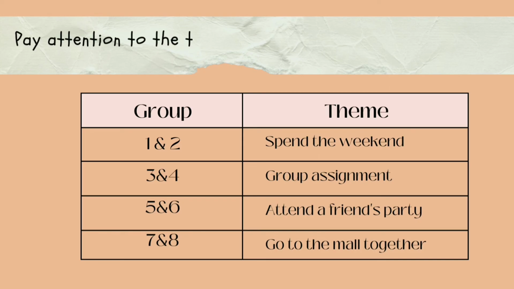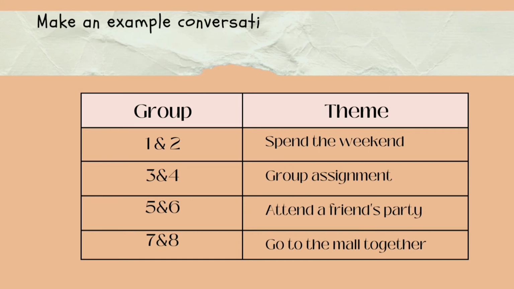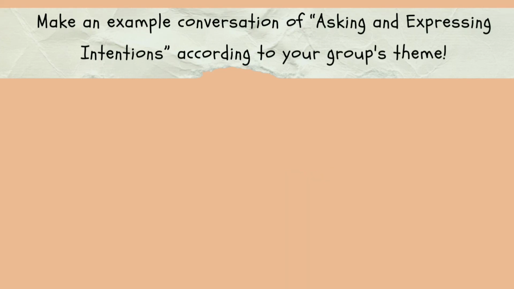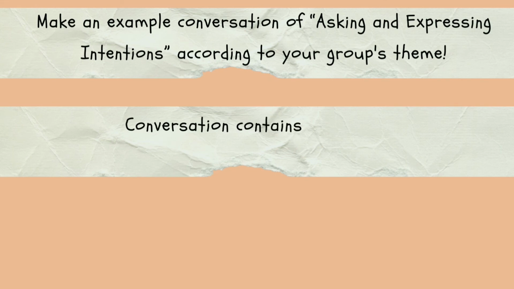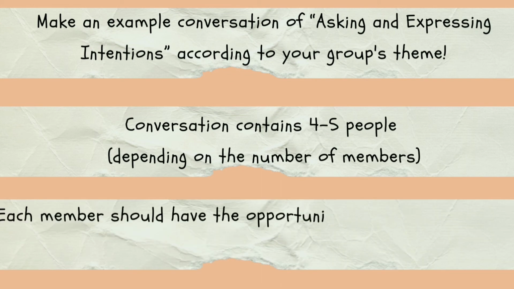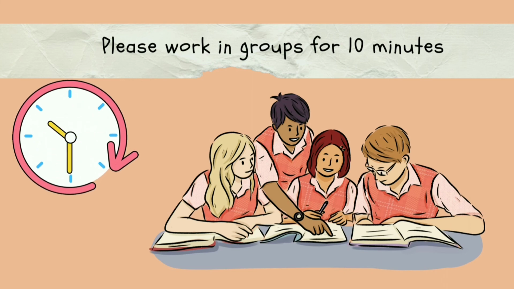Pay attention to the table for the division of group themes. Make an example conversation of asking and expressing intentions according to your group's theme. The conversation contains 4 to 5 people, depending on the number of members. Each member should have the opportunity to ask and answer in the conversation. Please work in groups for 10 minutes. You guys can start from now.